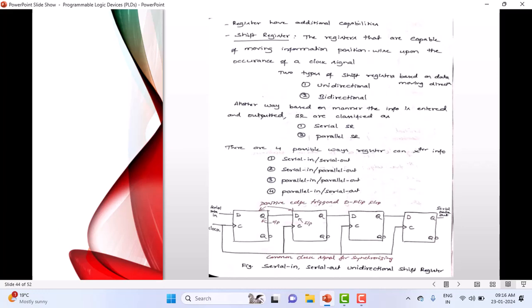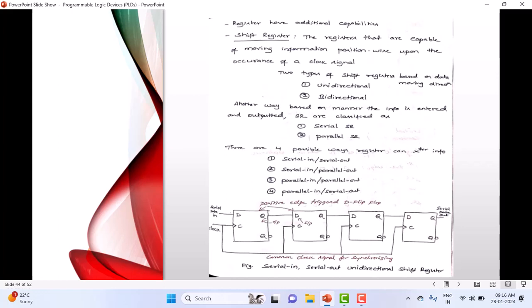Let's have one example. Look at this example. If you look at here, what is this example? Serial in, serial out, unidirectional shift register. What do you mean by that? One direction, this moves data in one direction. Which direction is it moving now?